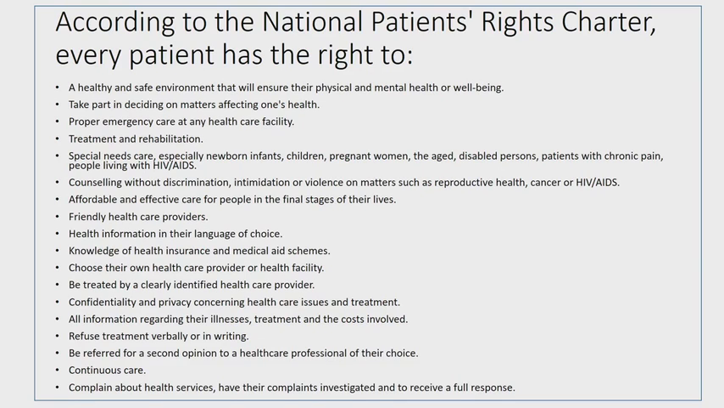And then they look at that one. They have the right to friendly healthcare providers. They need to have affordable and effective care for people in the final stages of their life. They need to get counseling without discrimination and bias and intimidation or violence on matters such as family planning or cancer treatment or HIV. They need to get health information in their language of choice, knowledge of health insurance, and choose their own healthcare provider if possible, or the health facility.